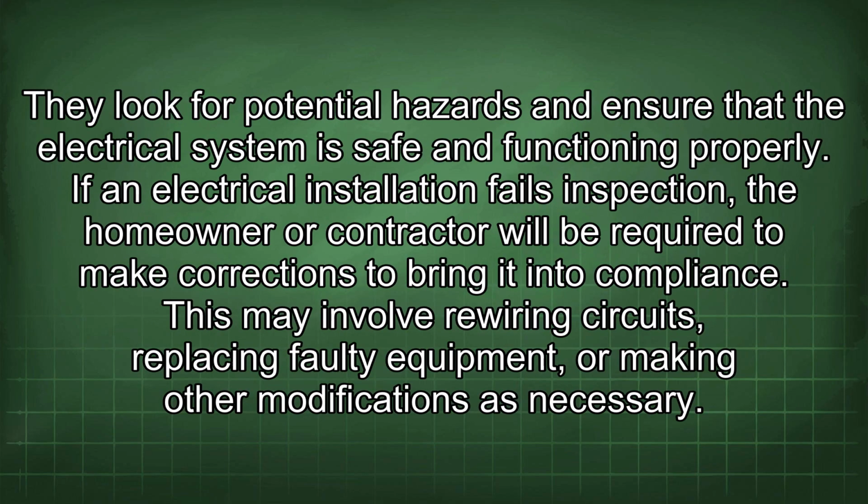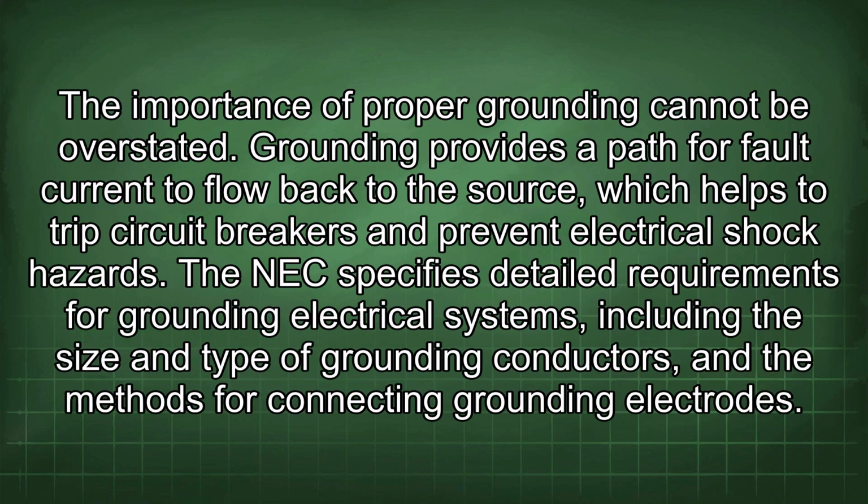They look for potential hazards and ensure that the electrical system is safe and functioning properly. If an electrical installation fails inspection, the homeowner or contractor will be required to make corrections to bring it into compliance. This may involve rewiring circuits, replacing faulty equipment, or making other modifications as necessary. The importance of proper grounding cannot be overstated.